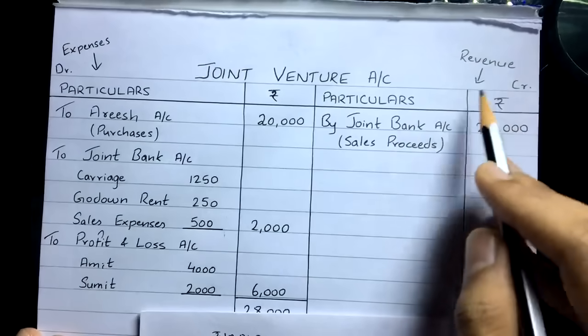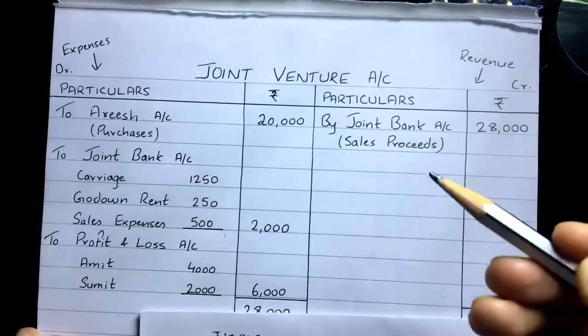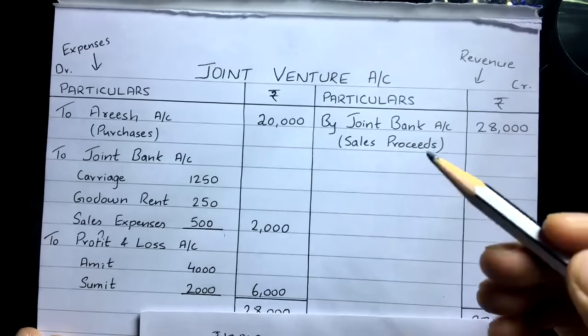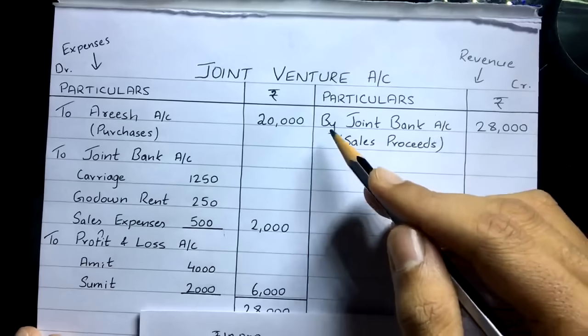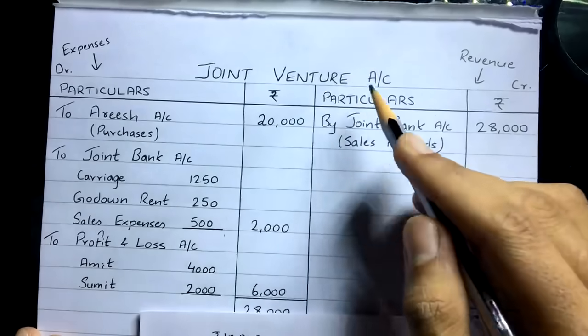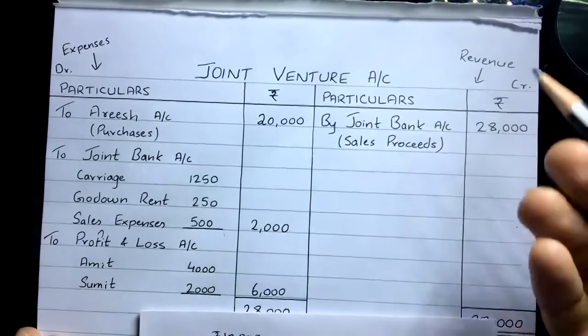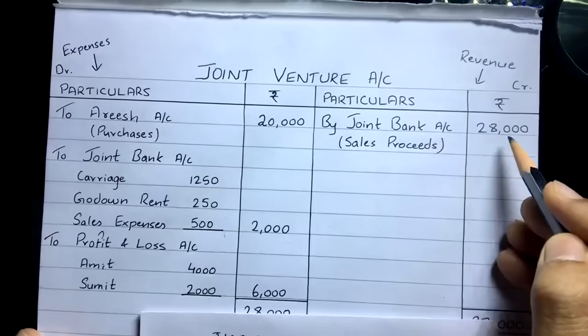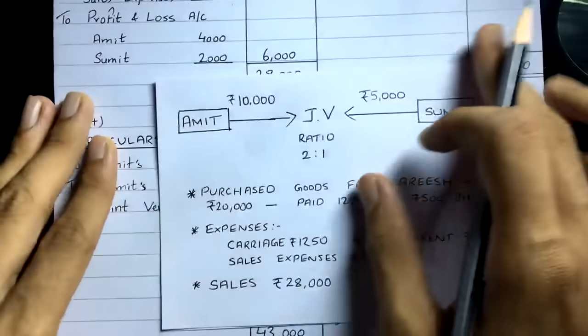Whenever there is revenue, it will come on the credit side, by joint bank account, because whatever receipts or income we get will directly go to our joint bank account. So it will be by joint bank account. Joint venture account is being credited because of sales, as the money is coming into the business. So 28,000. And then immediately you have to do this cross posting into the joint bank account.